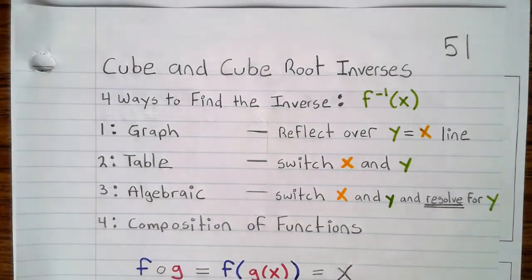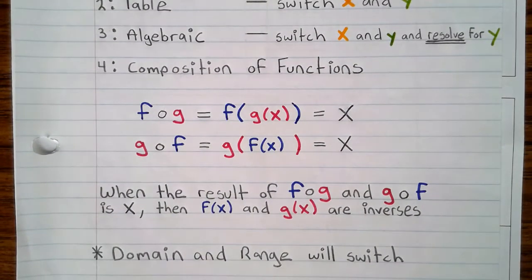4 ways to find the inverse f inverse of x. 1. Graph, reflect over the y equals x line. 2. Table, switch x and y. 3. Algebraic, switch x and y and resolve for y. And 4. Composition of functions.